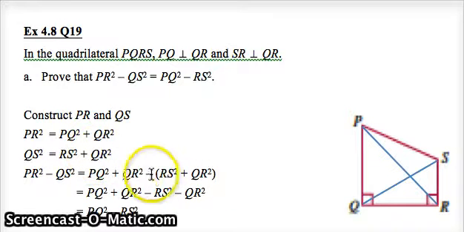We then need to open these brackets, so remove the brackets. So we've got PQ squared plus QR squared minus RS squared, but then it's also minus QR squared. We can see that the QR squareds cancel, and hence we're left with PQ squared minus RS squared, which is what we were required to prove.